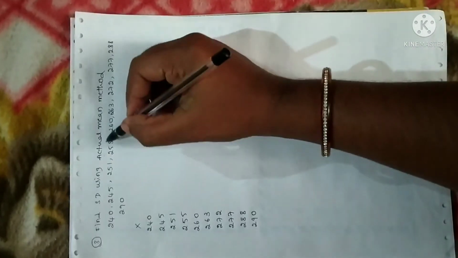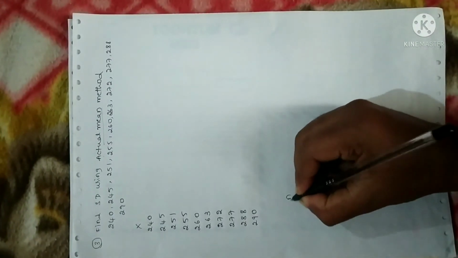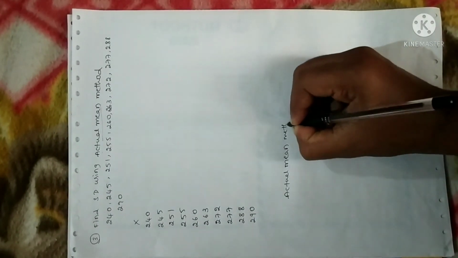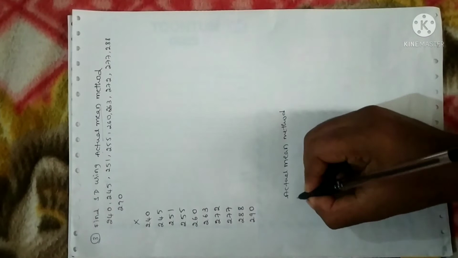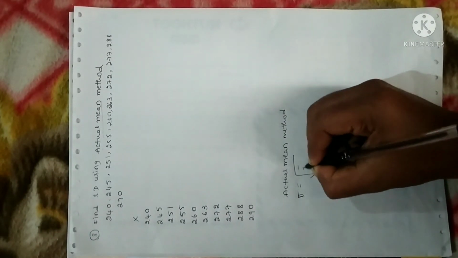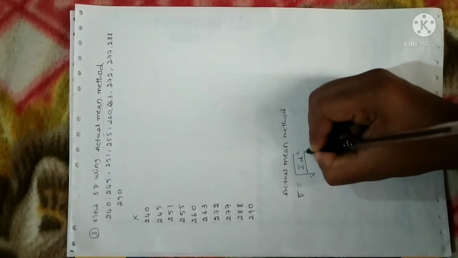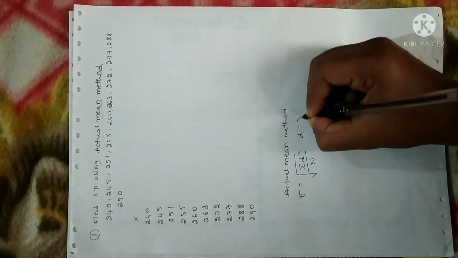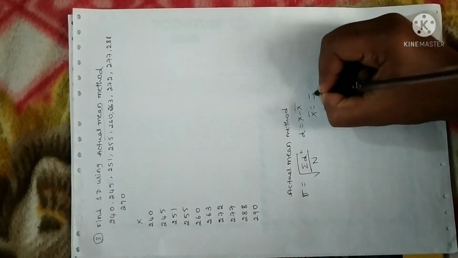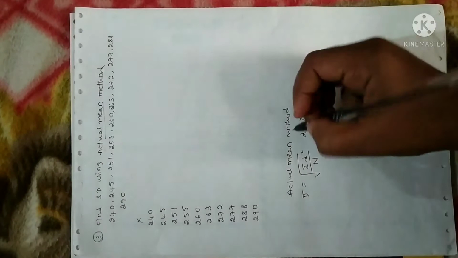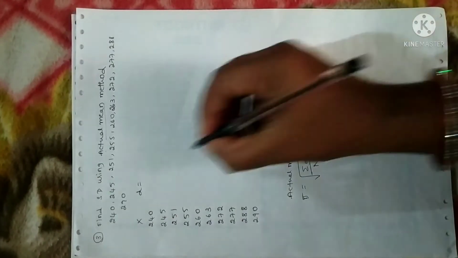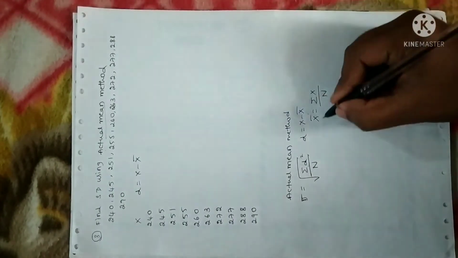We need to use the actual mean method. Let me write the formula. In the actual mean method, the standard deviation formula is sigma equal to the square root of sigma D square divided by n, where D should be calculated from x minus x bar, and x bar is given by sigma x divided by n. So first what we need to calculate is the D value. How can we calculate D? As I already told you, it is x minus x bar. So I need to calculate the x bar value.